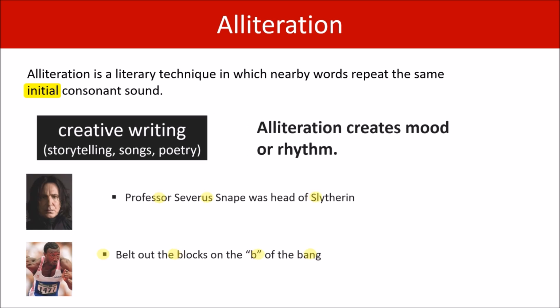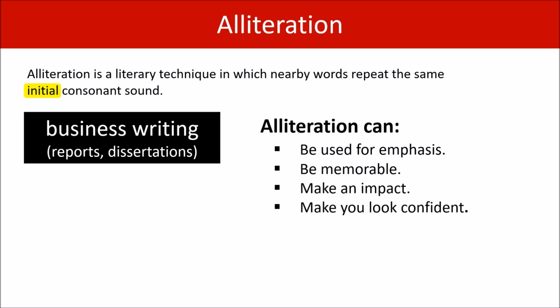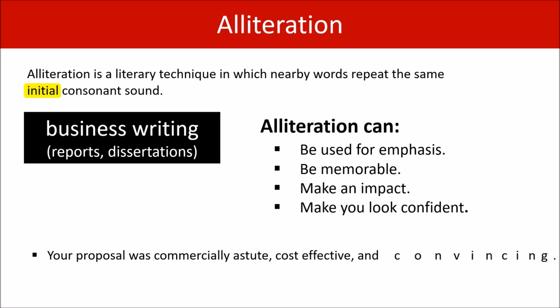Now, in business writing, that's things like reports or dissertations, alliteration can be used for emphasis. It can make your writing more memorable, it can be impactful, and it can make you look confident. Here is an example of how alliteration might look in a business document. Your proposal was commercially astute, cost-effective, and convincing. Here you can see the letter C creating the alliteration. Notice that not all the words start with the letter C.